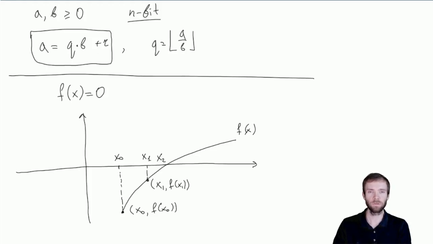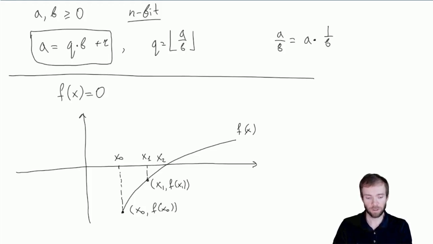By definition, q is the integer part of a over b. It's the number such that q is less than or equal to a over b, and a over b is less than q plus 1. So actually q is a pretty good approximation to a over b. And to get such a good approximation, we'll do the following. We'll approximate the number 1 over b. So we'll compute a over b approximately as a times 1 over b.